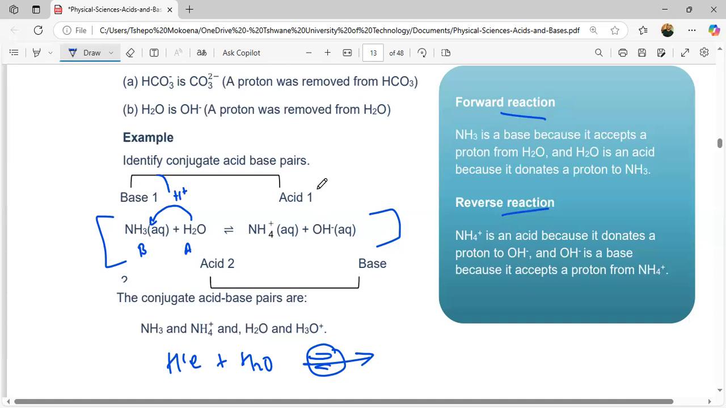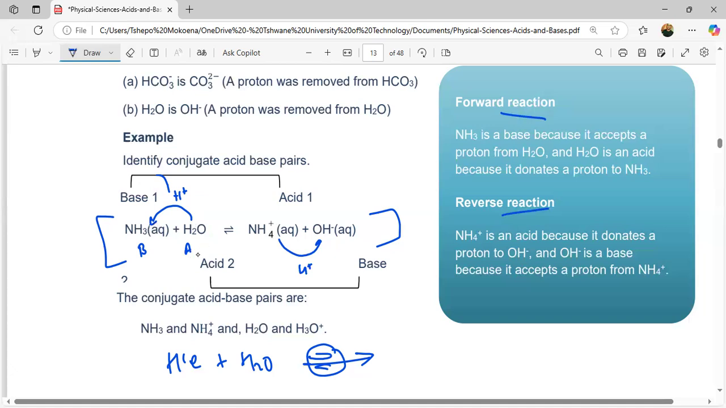Because this reaction is reversible, the products can react to form back the reactants. Meaning in this case, this guy will be the one to donate the proton. And who is a donator? A donator is an acid. So that means this is an acid. And OH minus ion is a base. It will accept that proton to go back to water. And NH4 plus ion will donate its proton to go back to ammonia.